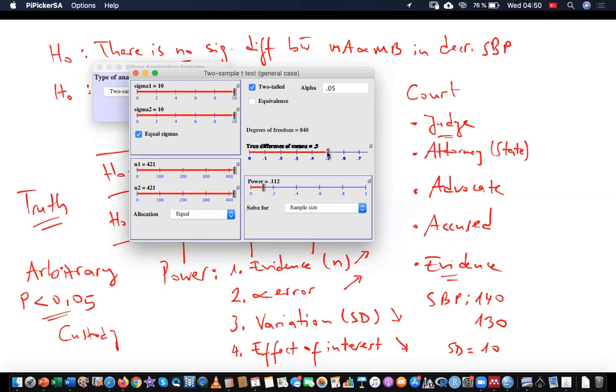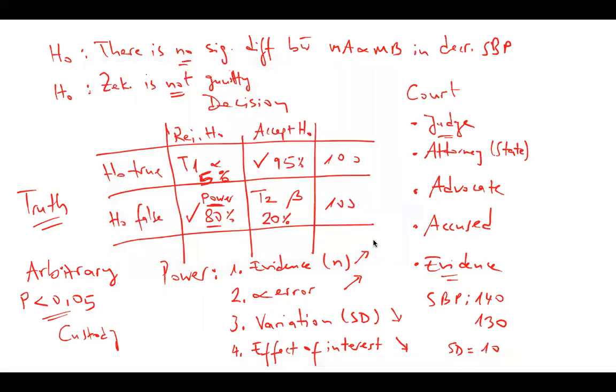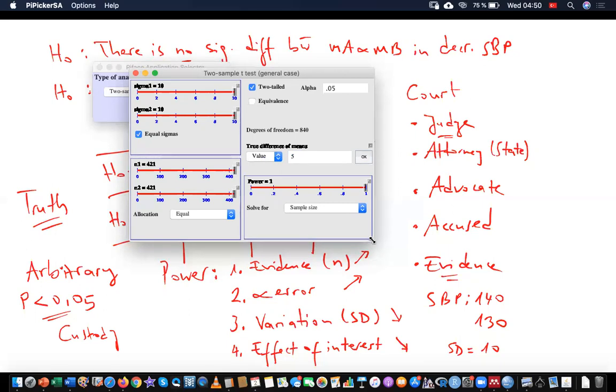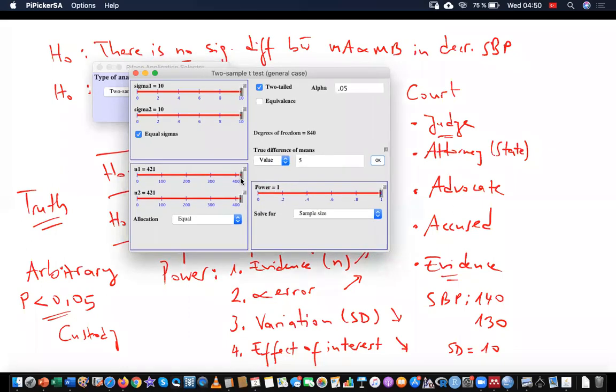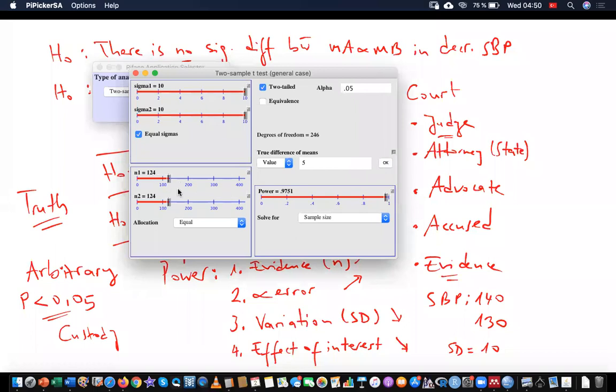But if I increase my true difference of means, you see, if I make it instead of 0 point something, let's say, 5 millimeter mercury, I will have a very high power. Power becomes 100%. So then I can decrease my sample size again. I can decrease the sample size, you see.